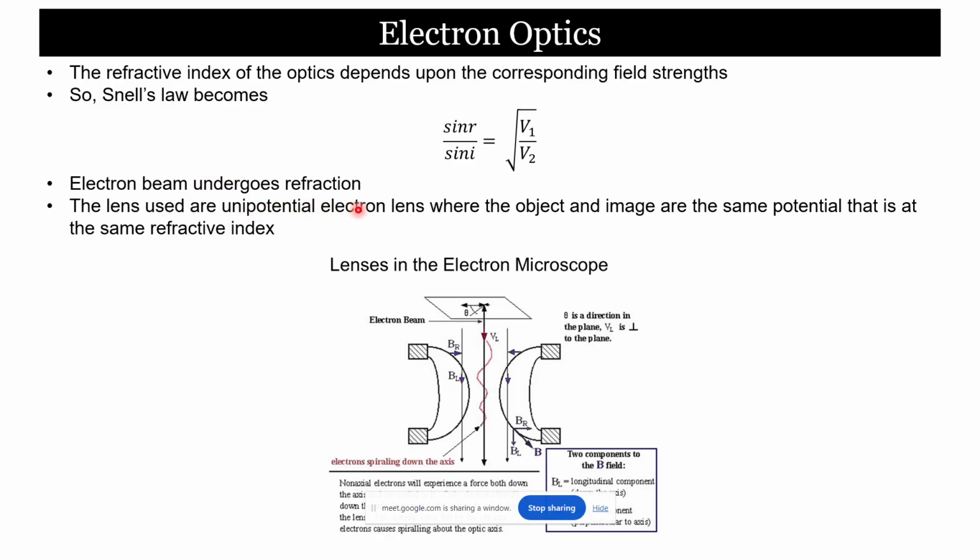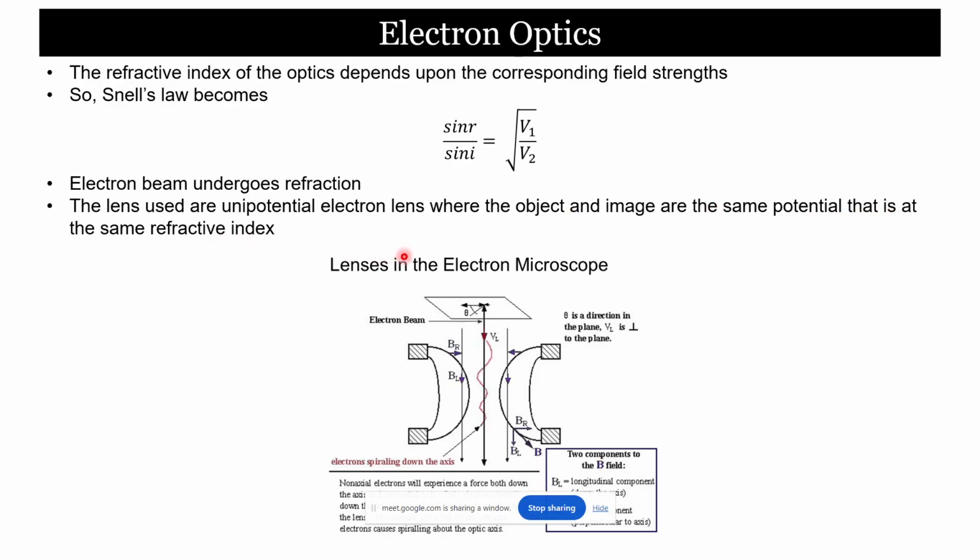Here the electron beam will undergo this refraction. The lenses here are not physical lenses. In the optical microscope, we use convex and concave lenses made of glass, but here we use electromagnetic lenses. These electromagnetic lenses carry electric and magnetic fields within themselves, and those fields converge the beam of electrons so that it can fall on the specimen. The lenses used here are unipotential electron lenses, where the object and the image are at the same potential, that is, at the same refractive index.